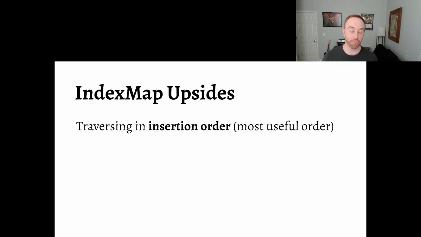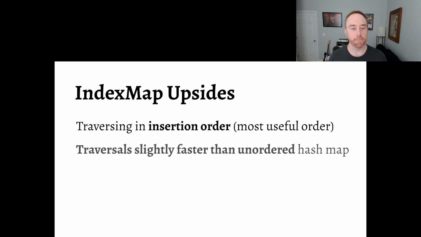Traversing in insertion order, which is, by the way, the most useful order, because as previously noted, if you're preserving insertion order, you can always sort after the fact, but you can't go the other way around. If you're sorting, then you cannot retrieve insertion order. You've just lost that. Traversals are slightly faster than an unordered hash map. Not going to say it's night and day different, but it is the fastest way to traverse.